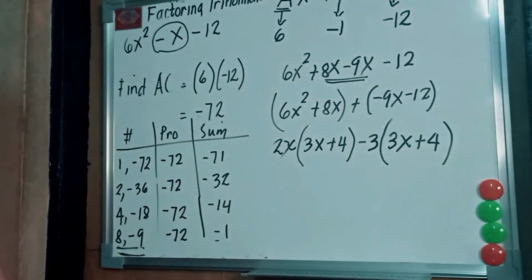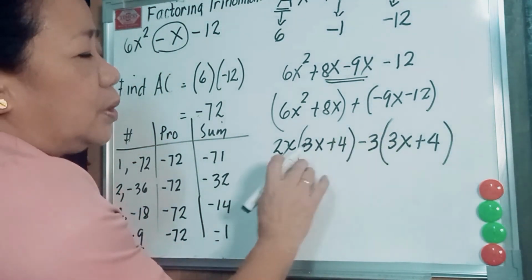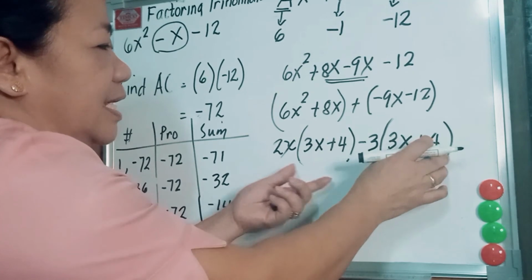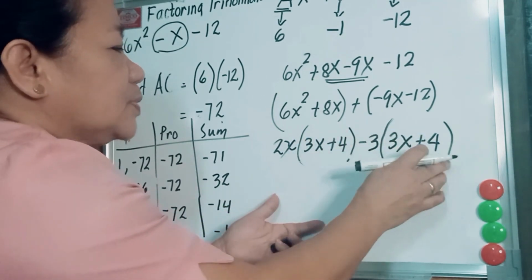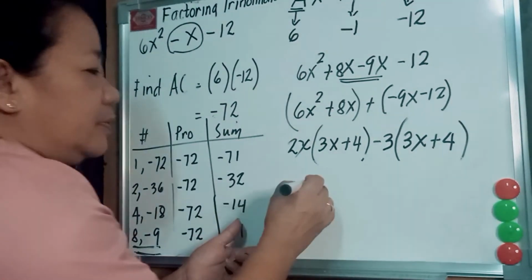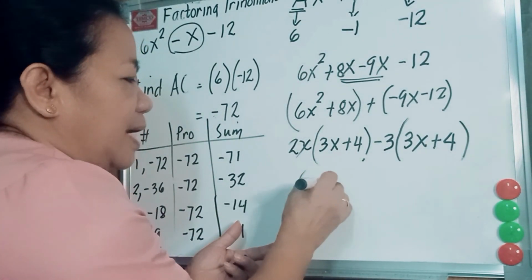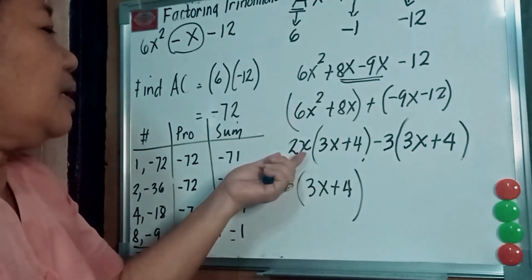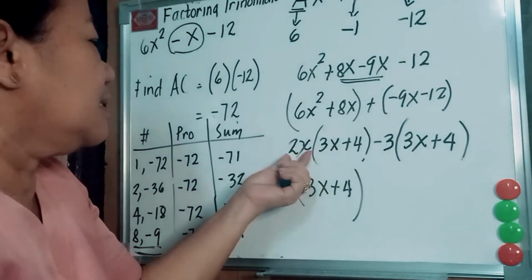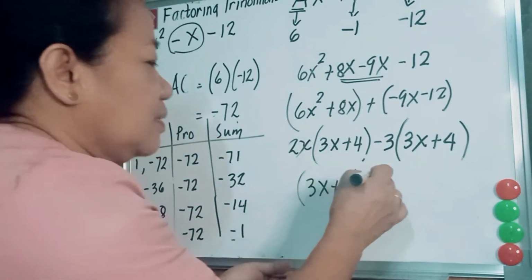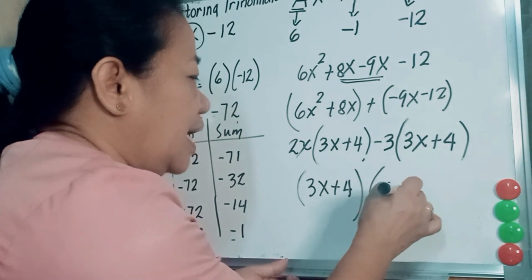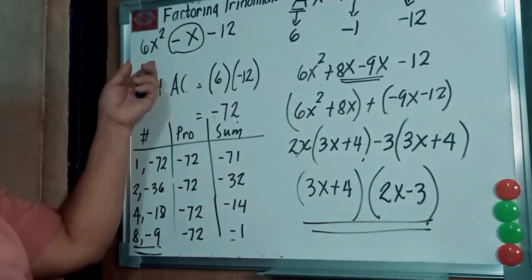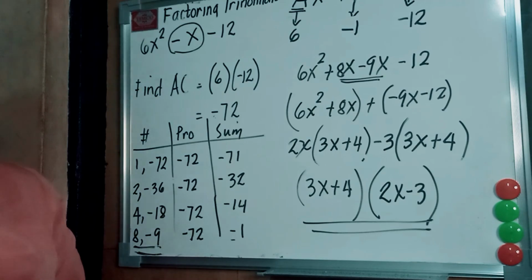There. So, you will notice again, in each group, both of them have the quantity 3x plus 4. So, this is common to the two groups. We will take this as the first factor. So, the quantity 3x plus 4 is the first factor. And to get the second factor, we are going to combine this 2x and negative 3. So, you have the quantity 2x minus 3. These are now the factors of 6x squared minus x minus 12.